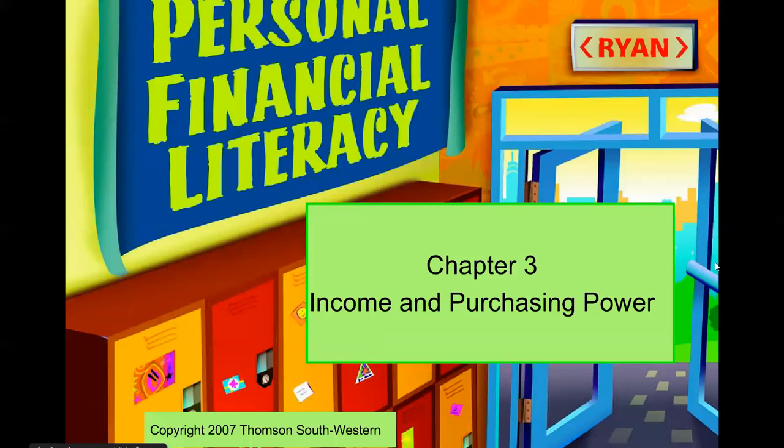Income and purchasing power. In this section, we're going to look at inflation and prices. You should be able to define inflation and explain how it is measured. You should be able to describe the types of inflation, the causes of inflation, and explain how inflation and employment levels are related. Lastly, you'll be able to explain how inflation affects spending, saving, and investing decisions.